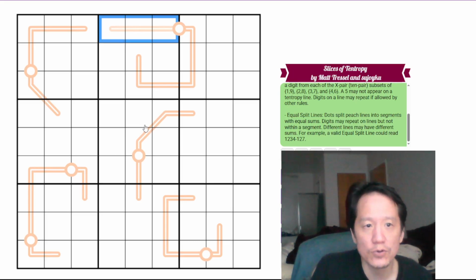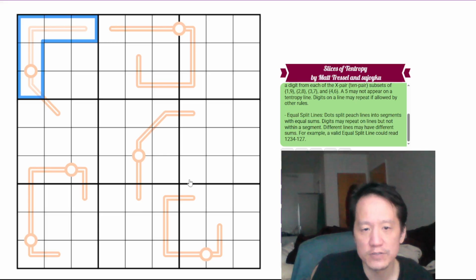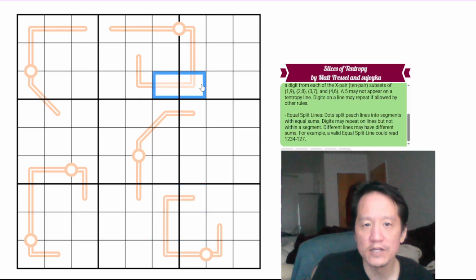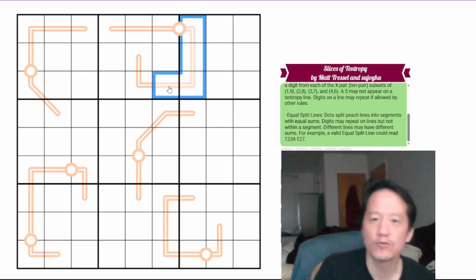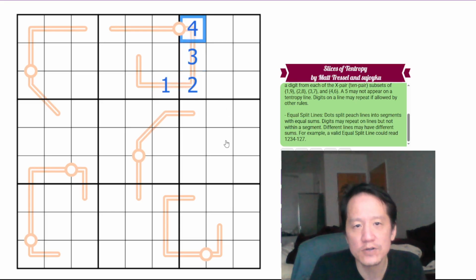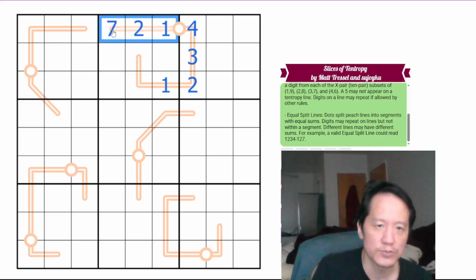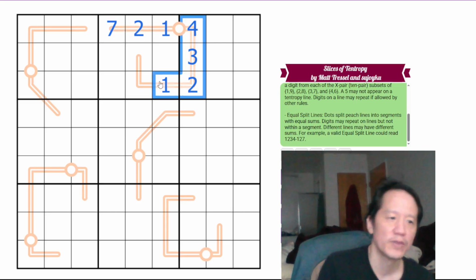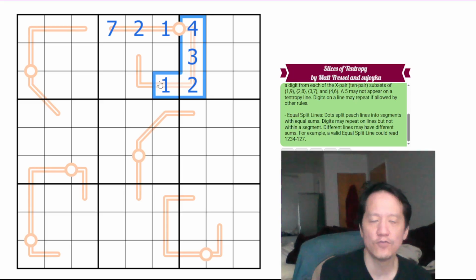For example, let's say this was just 4 digits here. But for example, a valid equal split line could read 1, 2, 3, 4. Okay, that's not gonna work, but something like 1, 2, 7, 4, 1, 2, 3, because these 3 digits add up to 10, and these 4 digits would add up to 10 also. So therefore, they add up to each other and form a valid sum.